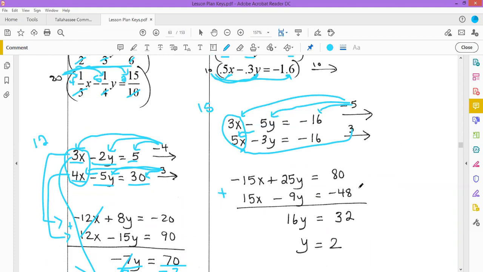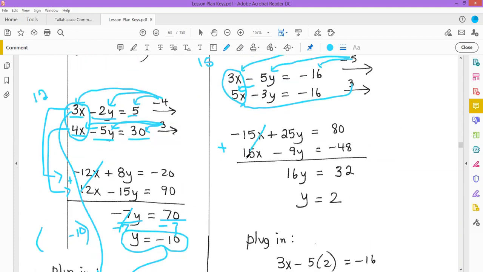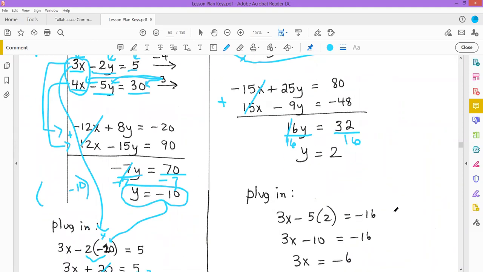Now we can add the top and bottom equations, and we see the x terms eliminate. 25y minus 9y gives us 16y. Carry down our equal sign, and on the right side, 80 minus 48 gives us 32. We divide both sides of this equation by 16. We see the 16's cancel on the left side. We get 2 as our y coordinate. So we've gotten our y coordinate.